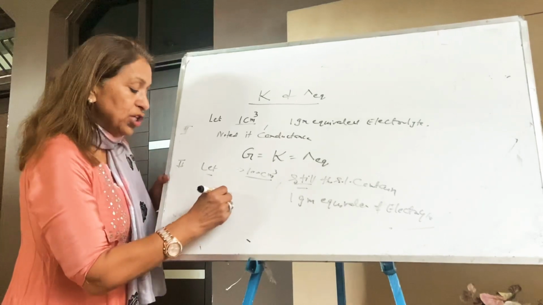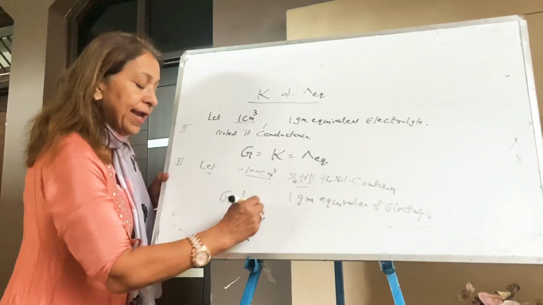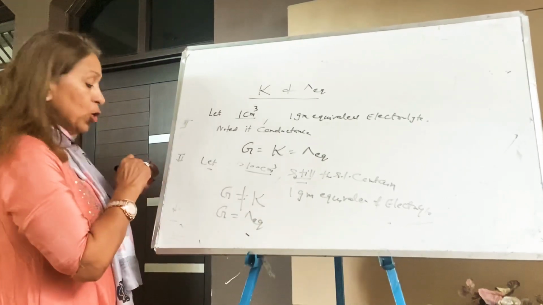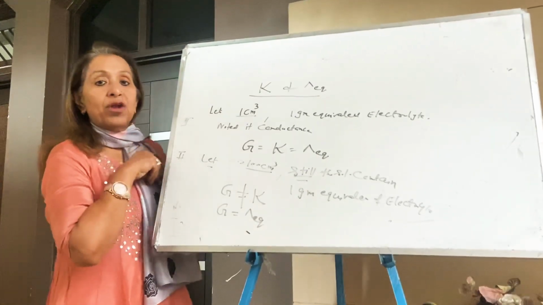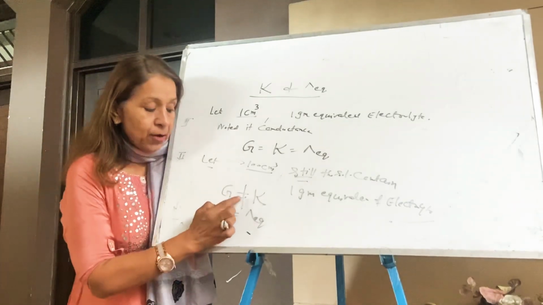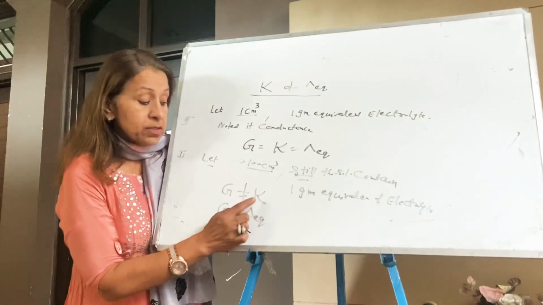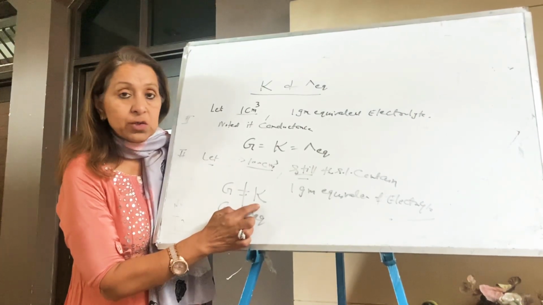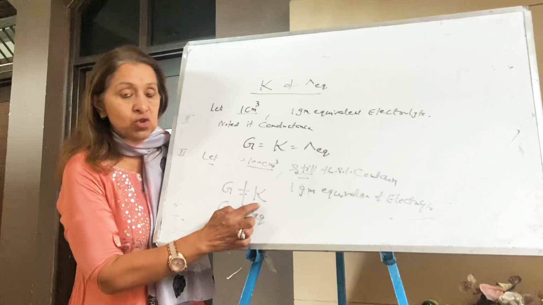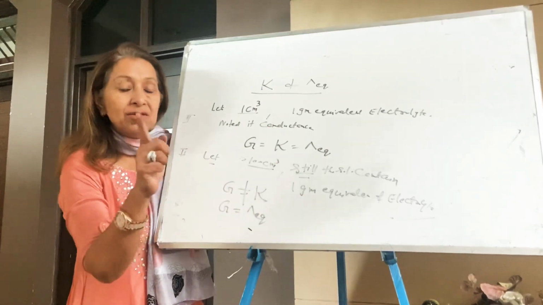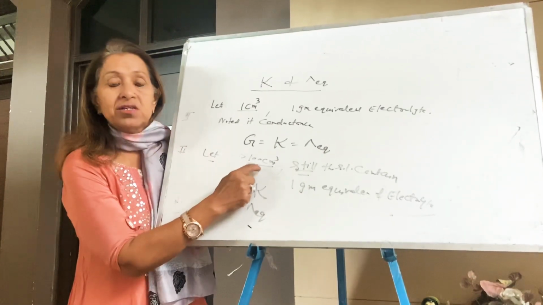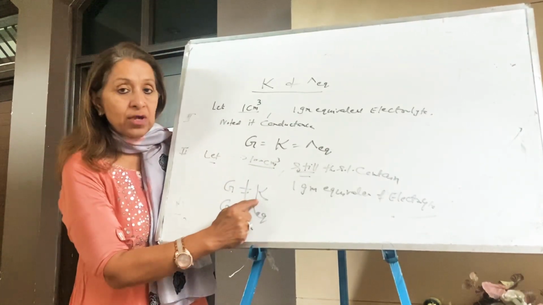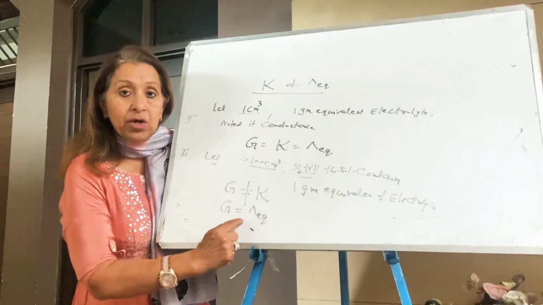Student, you know, now G will not come equal to K, but G will still come equal to lambda EQ. Think over it, only then I will move to number 3. Why will G not come equal to K now? Because K is a specific conductance, the conductance of only 1 centimeter cube of solution, and now your solution volume is not 1 centimeter cube. It is 100 centimeter cube. So G is not equal to K, but G is still equal to lambda EQ.